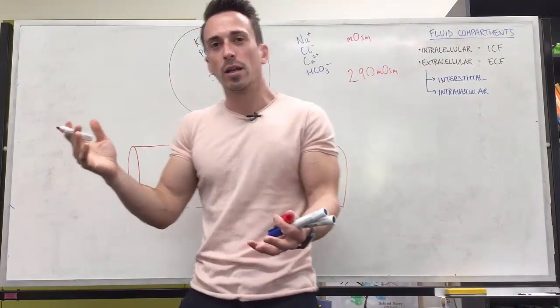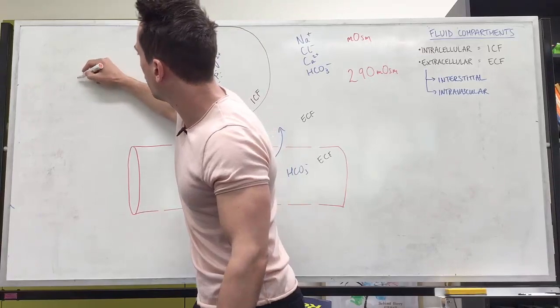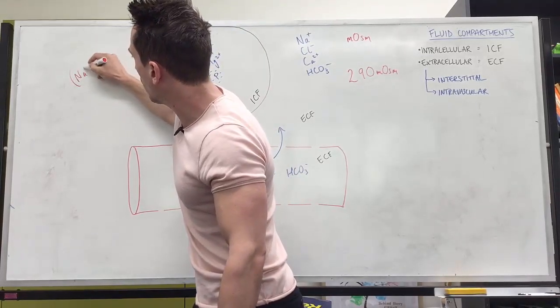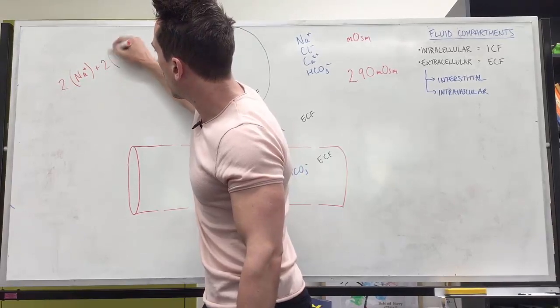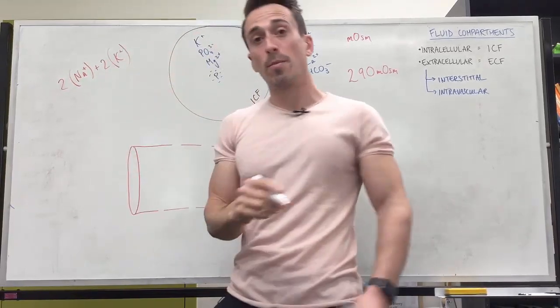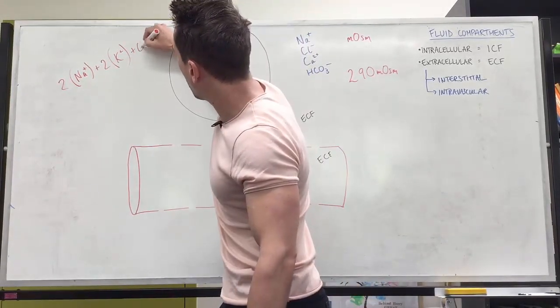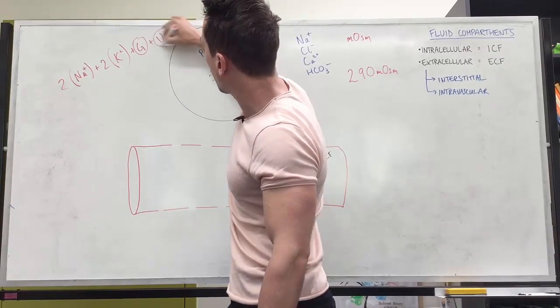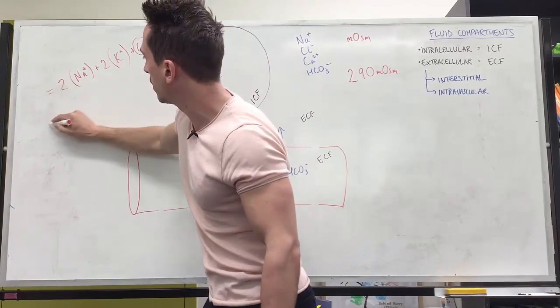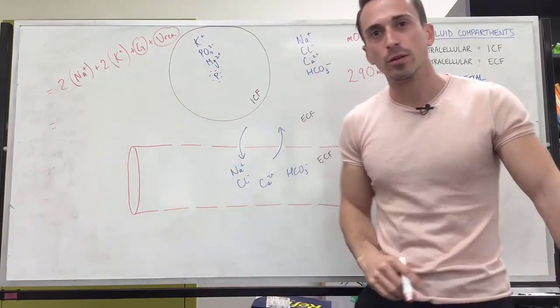Well, we calculate it like this, right? You find out how much sodium you have and multiply it by 2. You find out how much potassium you have, you multiply it by 2. You add how much glucose we have and add it to how much urea we have, and then what you get is 290 milliosmoles. How do we know?